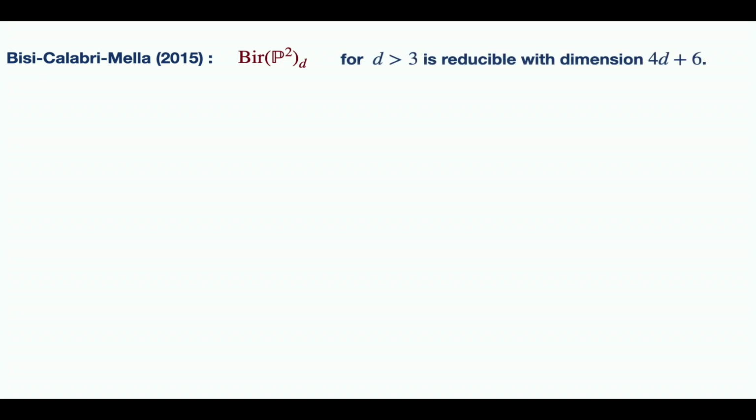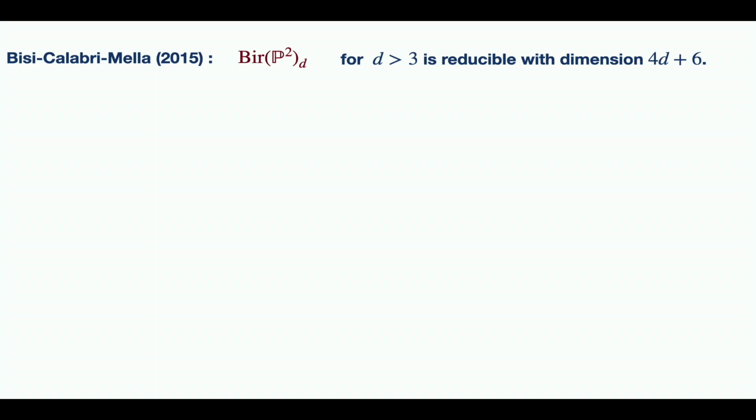But in 2015, Bisi, Calabri, and Mella considered all birational maps from P2 to P2 of degree d, this time d bigger than or equal to 4. They have shown that this variety is reducible, not irreducible anymore. The dimension always comes from the relation 4d plus 6. And much more. They have shown that any irreducible component of this variety is a rational variety, and lots of other things among that.